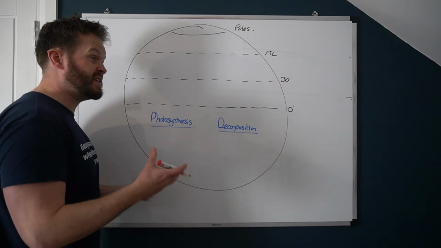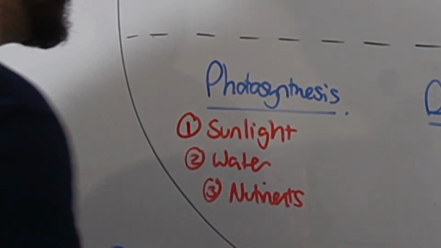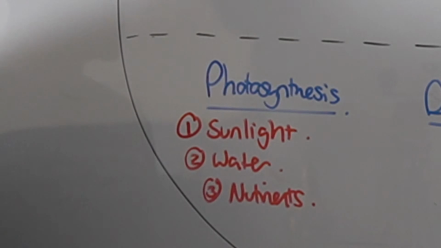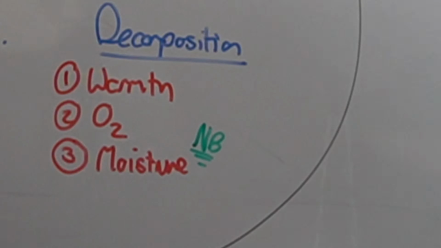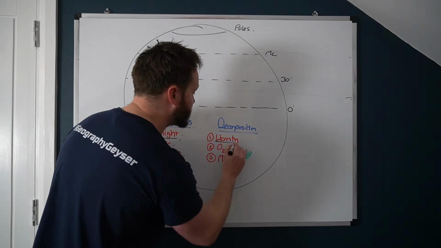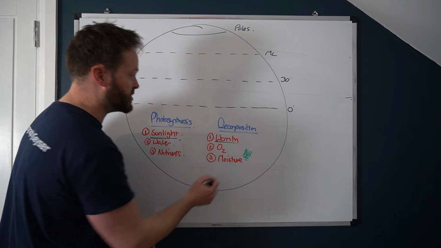Photosynthesis is probably the easier one because most of you have done it at GCSE. I always teach my students it's the availability of sunlight, water and nutrients. And for decomposition it's warmth, O2 and moisture. You'll notice that sunlight is not a requirement, so don't mix up warmth and sunlight. You can have decomposition in the dark as long as there's warmth, oxygen and moisture.